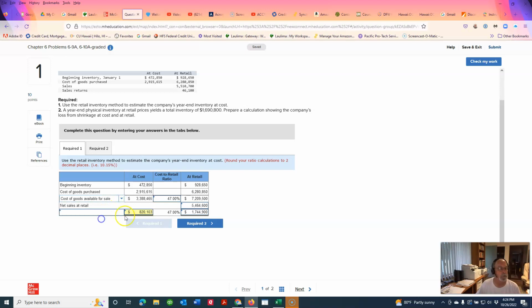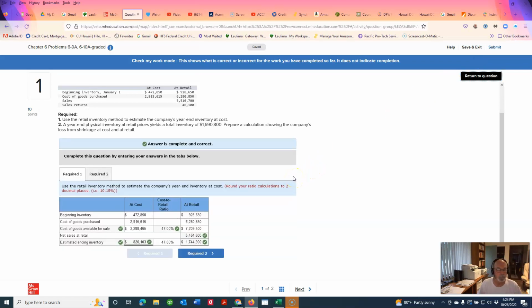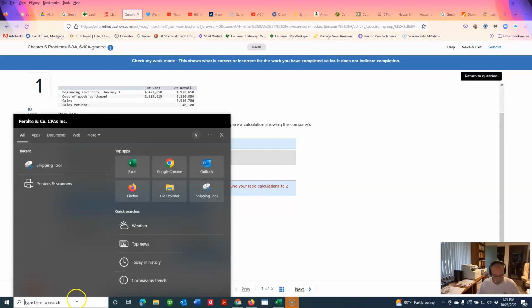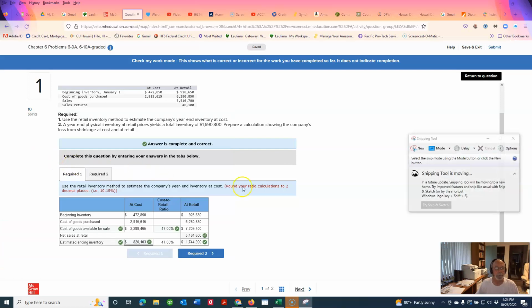Cost of goods available for sale. Okay, I think that should. Oh, and here we go. One more here, which is our estimated ending inventory. Okay, so we had forgotten two. Had forgotten two line descriptions.